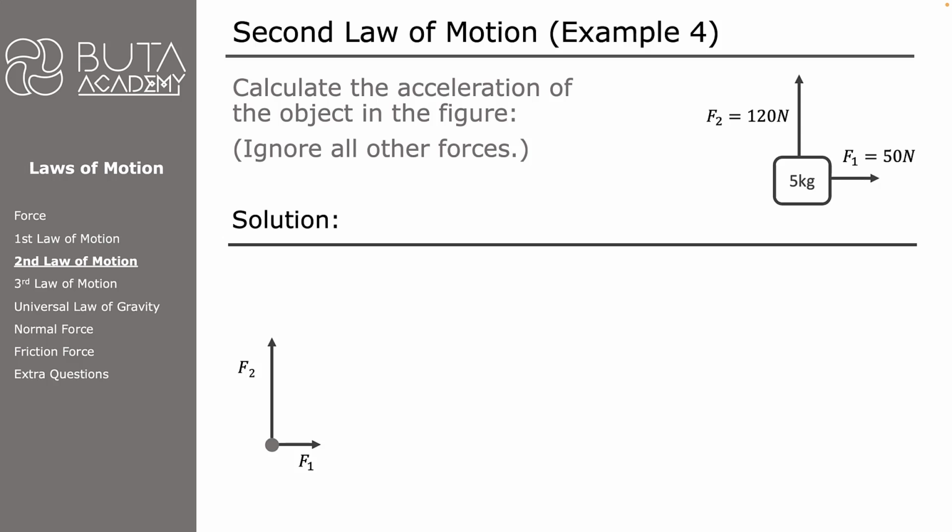Normally, there should be a force of gravity applied on this object as well, but in the question, it is asked to ignore all other forces. So we can assume that F2 is the net force in the vertical direction. As F1 and F2 are perpendicular to each other, we can use tail-to-tail method to calculate the resultant vector.